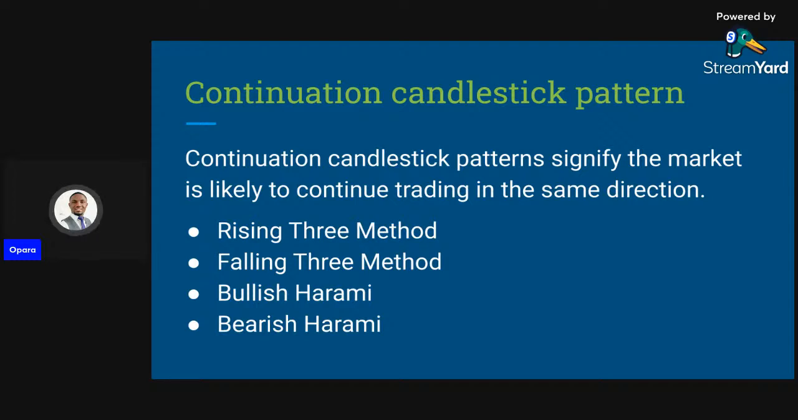So if it is going downward and then a continuation candlestick pattern happens, the price will keep on going downward. If it is going upward and the pattern happens, the price is most likely going to keep on rallying upward. That is exactly what the continuation candlestick pattern means. And this is going to be very, very easy.